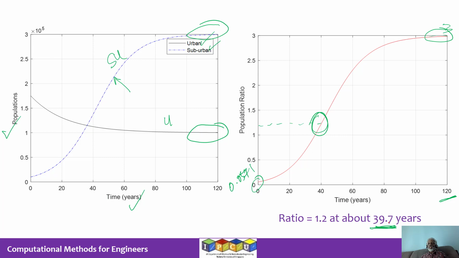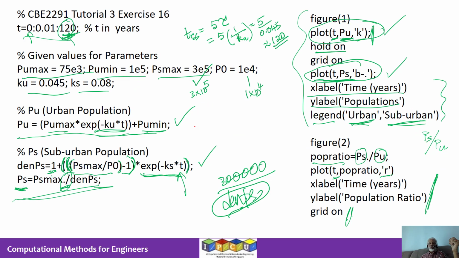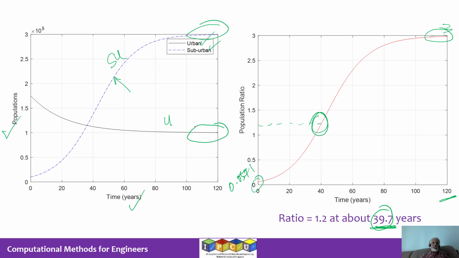Now I can take this t equal to 39.7 and plug it into these two expressions. All the other things are known, just plug in the value of t equal to 39.7 and you can get the value of urban and suburban populations. Or you can come to this graph and zoom in at t equal to 39.7, somewhere there. And then you can read off the value from the black curve and the value from the blue curve. And then you can report those answers.